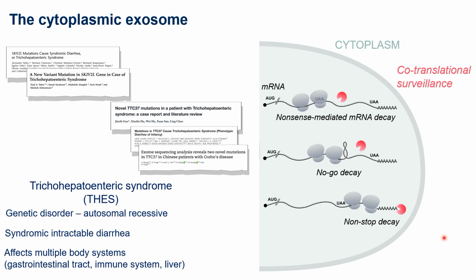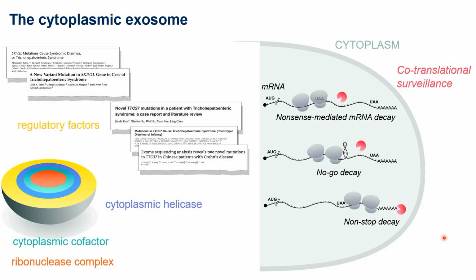It is a syndrome, intractable diarrhea. It affects actually multiple body systems, not just the gastrointestinal tract. How it works is unclear. And the mutations are in the yellow sphere, okay? It's the regulators. This is where the mutations are. But to tell you about the regulators, I have to start by telling you about the inner core to be able to then proceed to the rest.